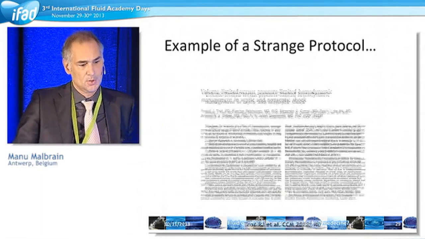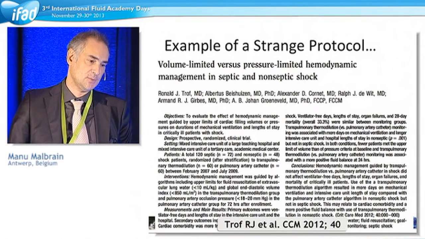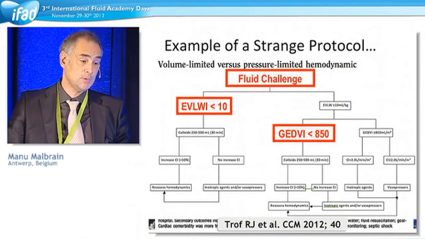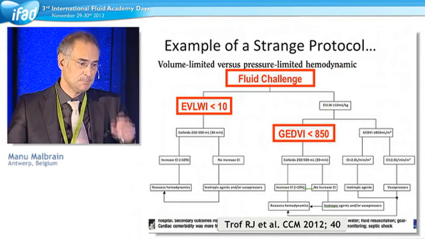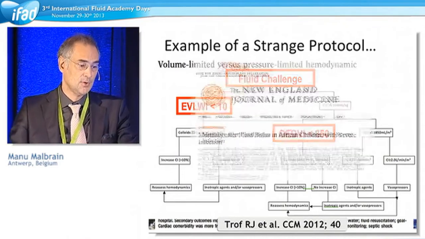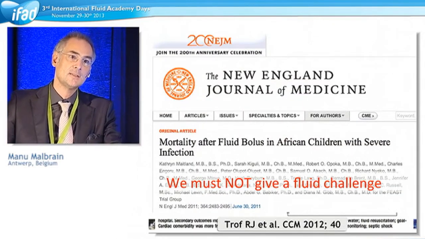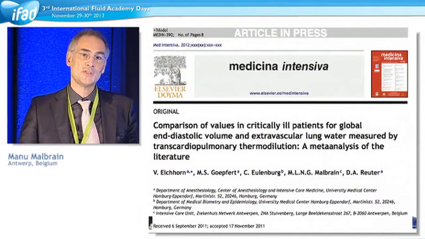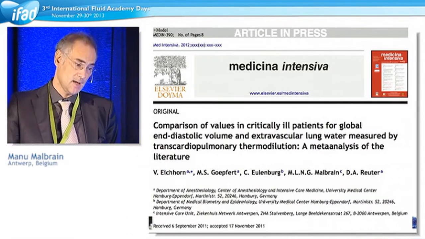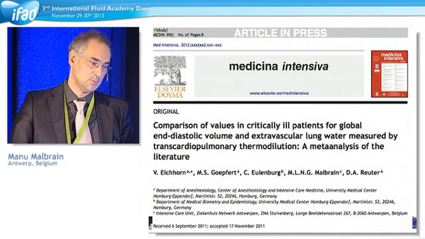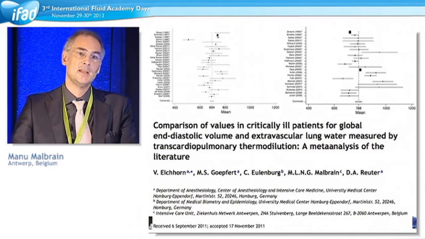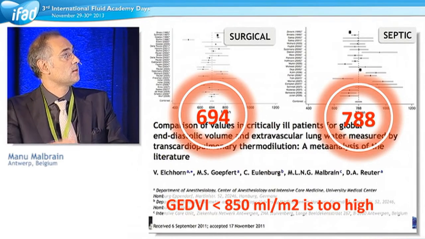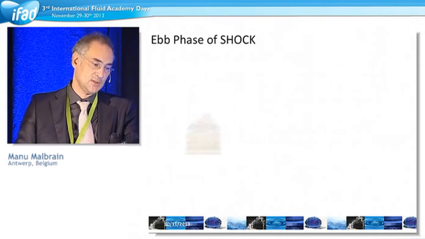Let's show an example of a strange protocol where volume versus pressure-limited hemodynamic management has been performed in septic shock patients. At the discretion of the attending physician, a fluid challenge could be performed if extravascular lung water was below 10. If it was above 10, then global end-diastolic volume should be below 850. But we know from the Maitland study that it's probably not a good idea to give the patient fluid challenges until the patient is no longer fluid responsive. And in this study, in African children, mortality was higher if fluid boluses were given, regardless whether it's saline or albumin. We looked at normal values at baseline in patients with septic shock and surgical patients for global end-diastolic volume, and we found these values much less than the 850 that was used in the protocol.